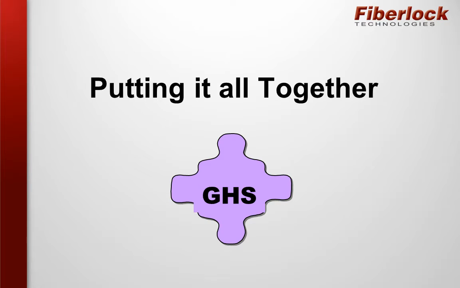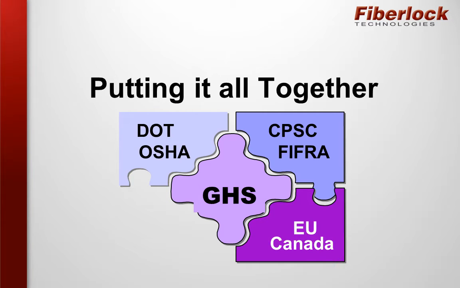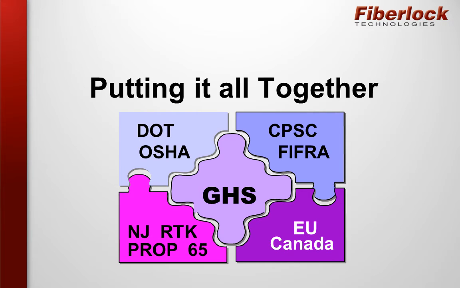So how is GHS putting it all together? They are bringing together the rules and regulations from the Department of Transportation, the Occupational Safety and Health Administration, along with the Consumer Product Safety Commission and the EPA's Federal Insecticide, Fungicide, and Rodenticide Act. It also brings into play the European Union and the Canadian regulatory community. And finally, it brings together the New Jersey Right to Know and the Proposition 65 Act from California.